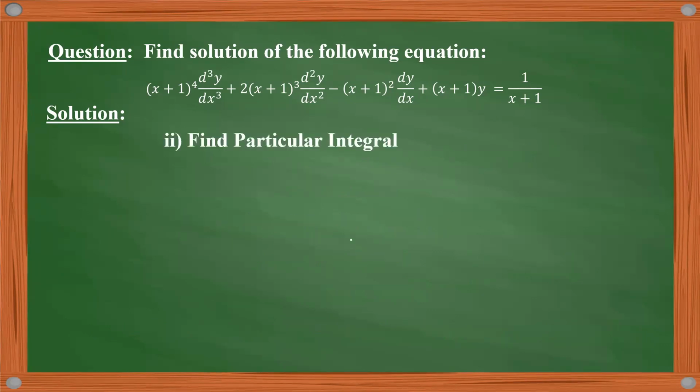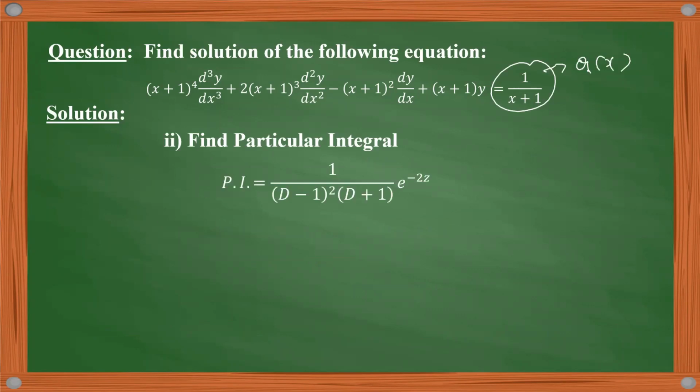Now we will find its particular integral. It depends on this Q(x) part. First, we will write its general method to find any particular integral, that is 1 upon f(D) into e^(-2z). In this case, we will directly replace this D by alpha, and here alpha is equal to minus 2.